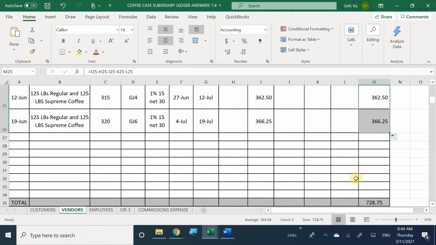Okay. What's next? Delivery of coffee from Atlas Coffee Importing. Hold on. What else do we need to do? We have to update our inventory. Yes, because we have inventory.